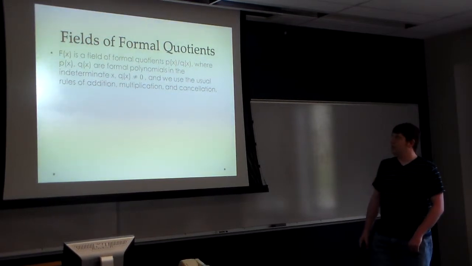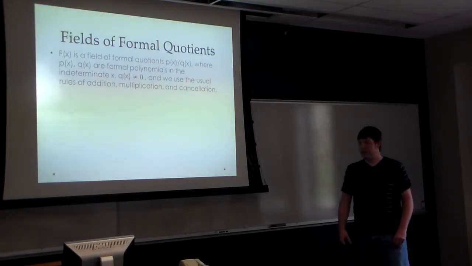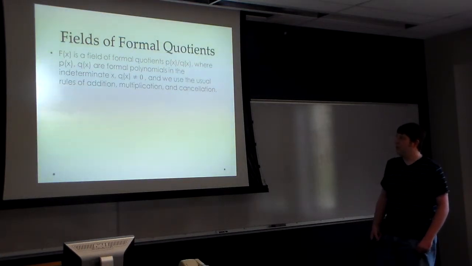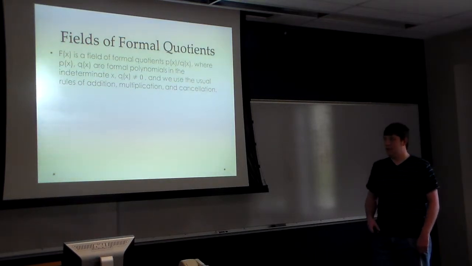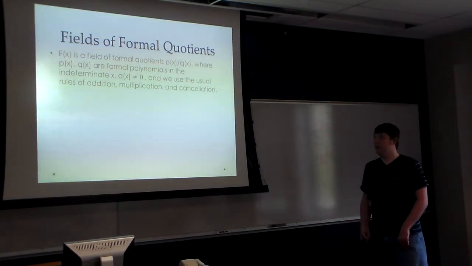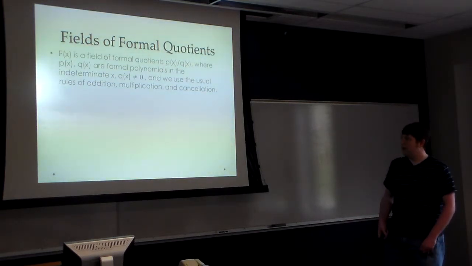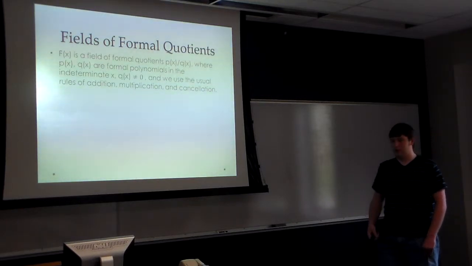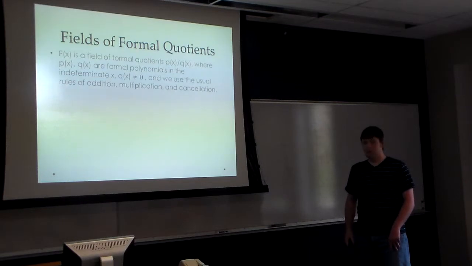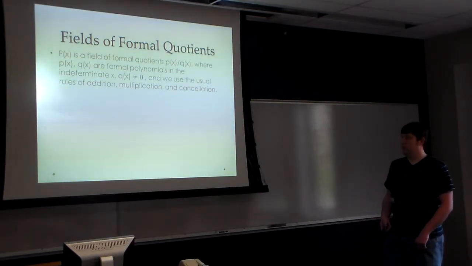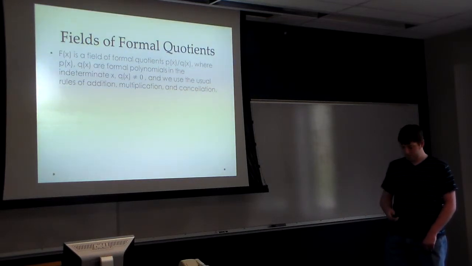Then we'll move to fields of formal quotients. Our book defines fields of formal quotients as f of x, and we have p of x and q of x, where p of x and q of x are formal polynomials in the indeterminate x. q of x cannot equal 0, and we use the normal rules of addition, multiplication, and cancellation. So in general, it's going to be of the form some polynomial over some other polynomial.